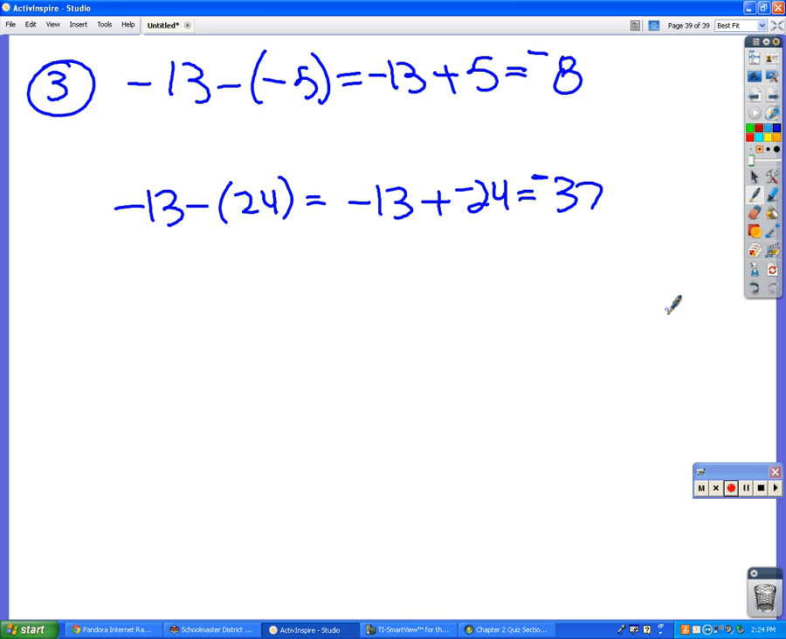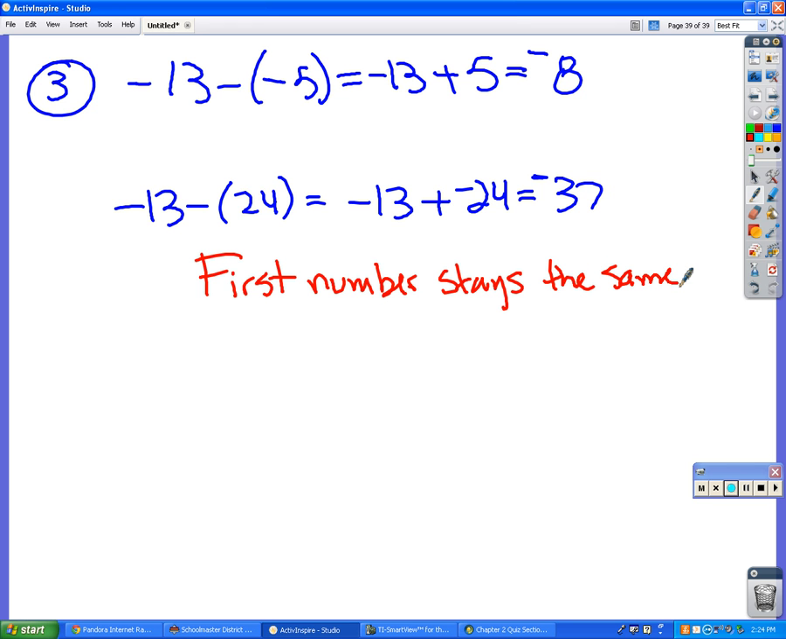Okay, so she said it better than I did, so let's write that down. So first number stays the same. Second number gets switched. Okay, does that make sense? Yes. All right.